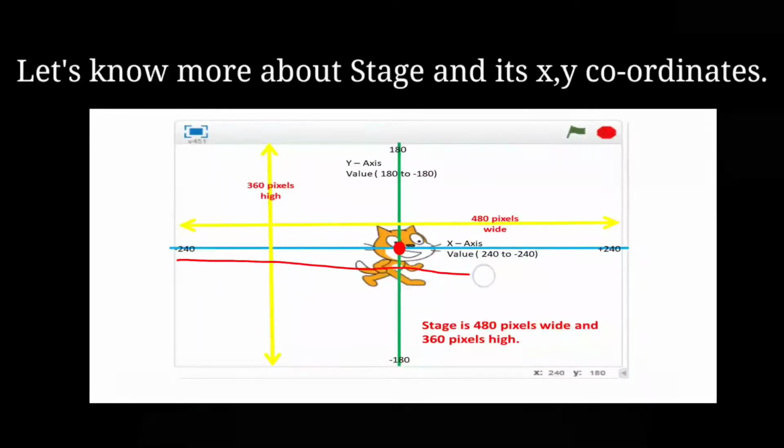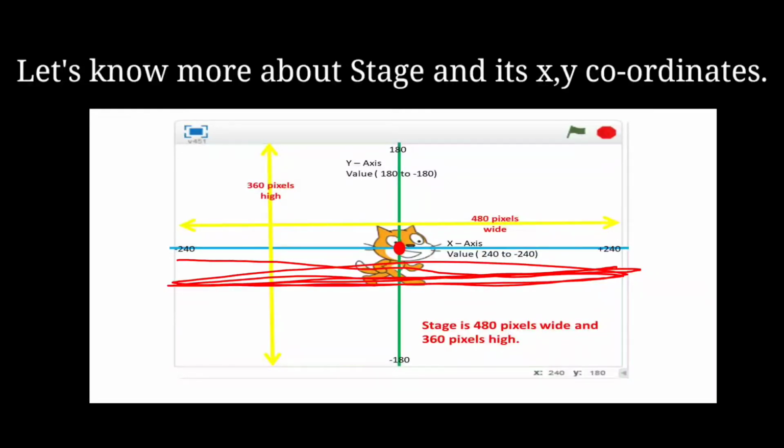Now this blue one is my x-axis. The total length of this x-axis is 480. But this is the origin of the x-axis. It will be 0. So right of 0 is 240, left of 0 is 240. On the left side it is minus 240, on the right side plus 240. That's why the total is 480.